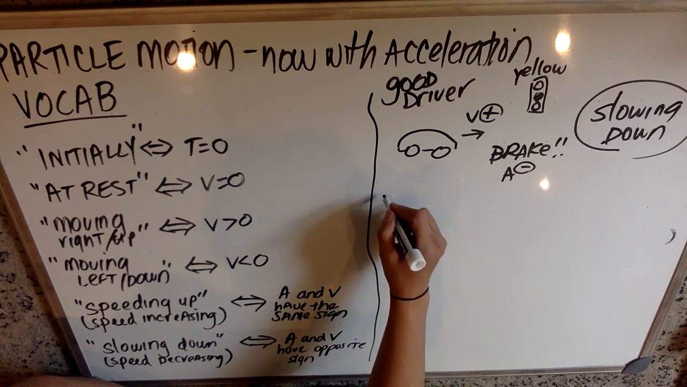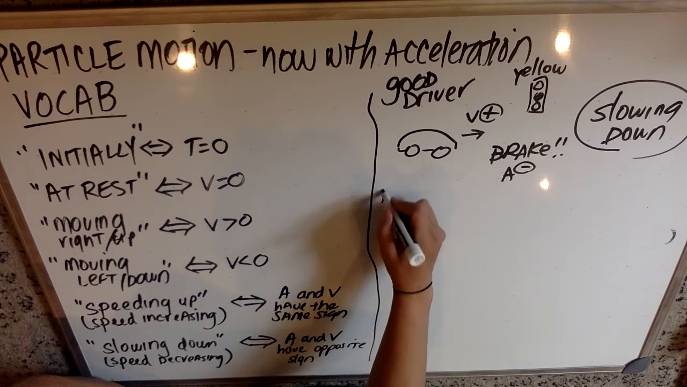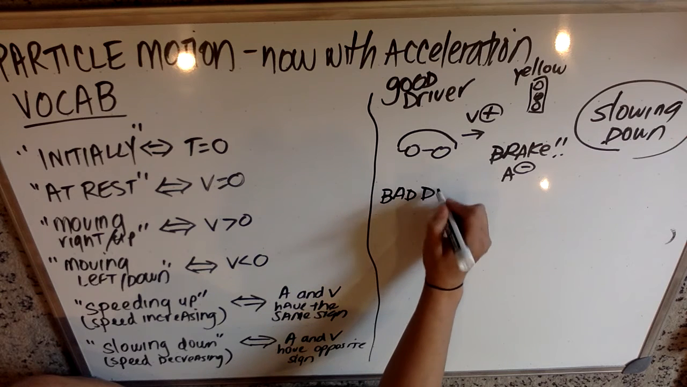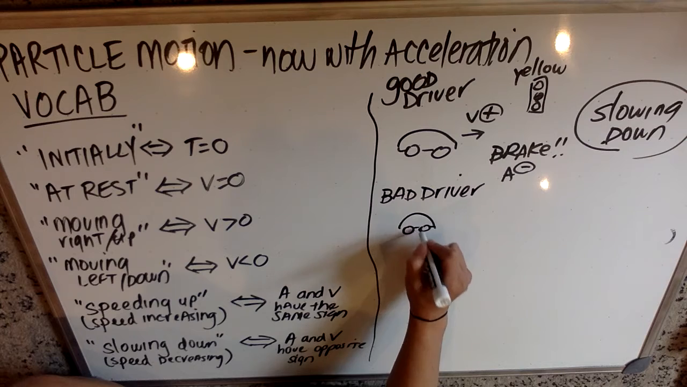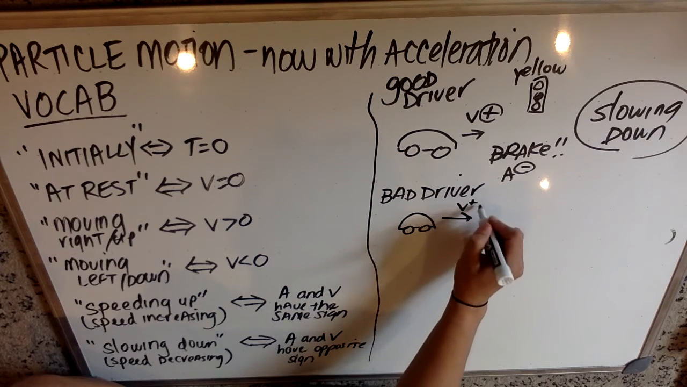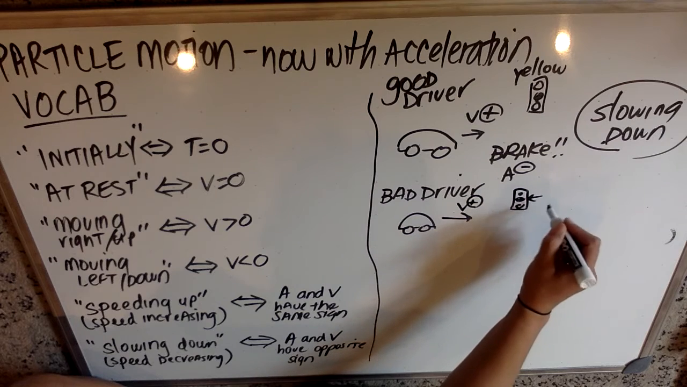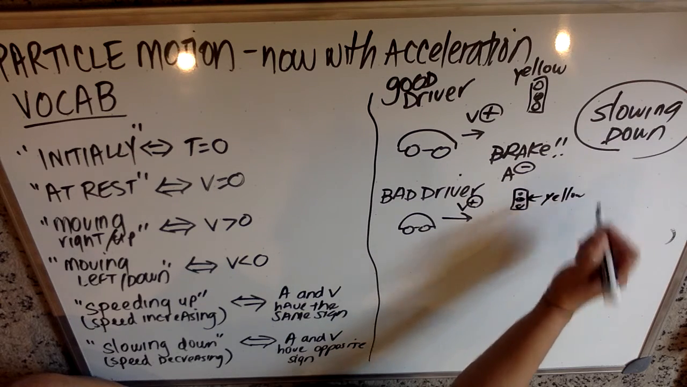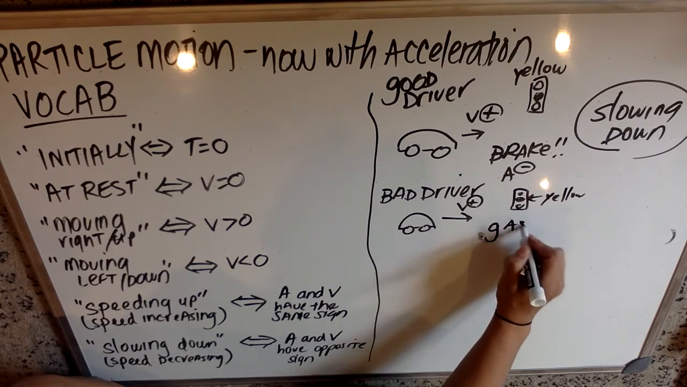Let's say that I am a bad driver. Same situation. Okay, there's my car. Again, not very car-like. It's cool. All right, my velocity is positive. I see that yellow light, right, I see my yellow light. And I speed up. So I put my foot on the gas.